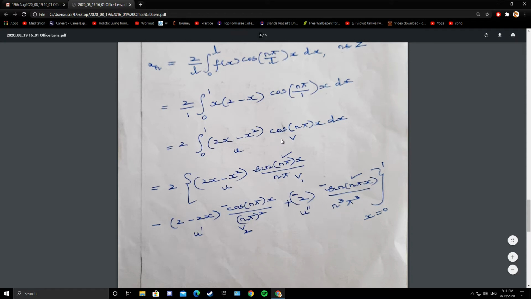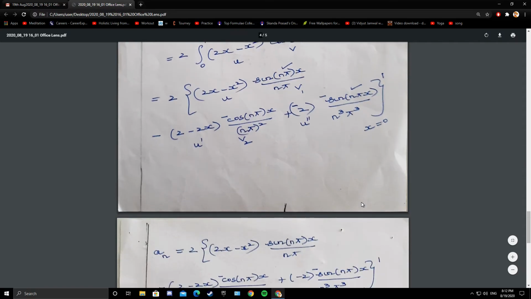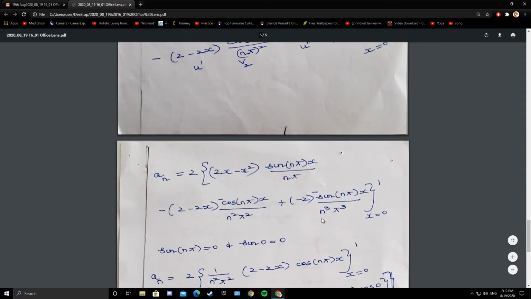I repeat: u v1, u is 2x minus x square, integral of cos of n pi x is sine of n pi x by n pi, minus u dash, and u dash will be 2 minus 2x, v2, the integral of v1, which is minus cos of n pi x by n square pi square, plus u double dash, so minus 2, the derivative of 2 minus 2x is minus 2, into the integral of minus cos, that is minus sine of n pi x by n pi the whole cube, from x equals 0 to 1. Then I have rewritten the expression here.